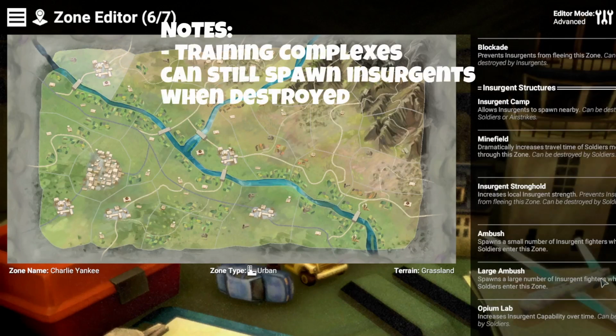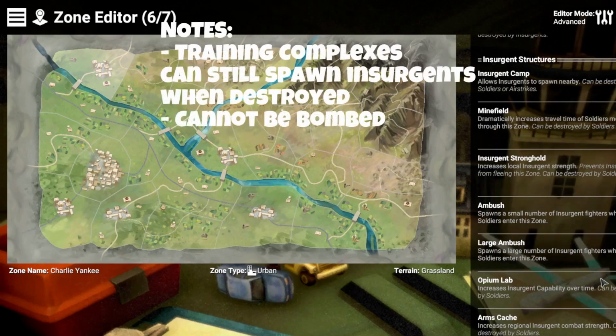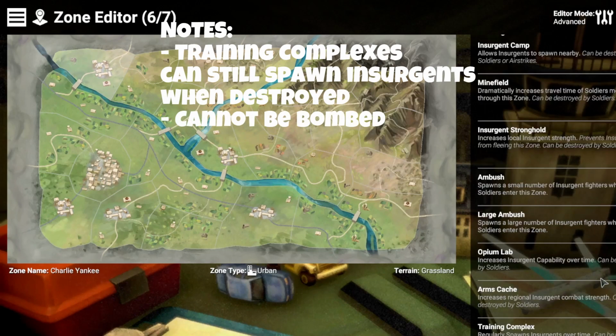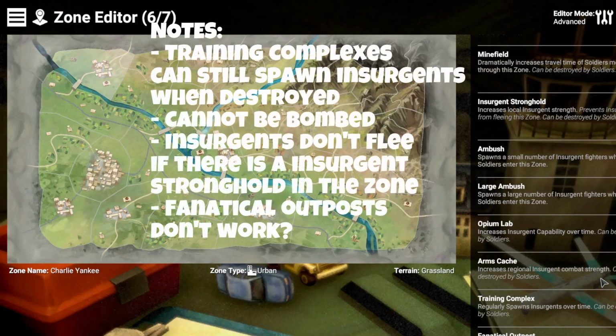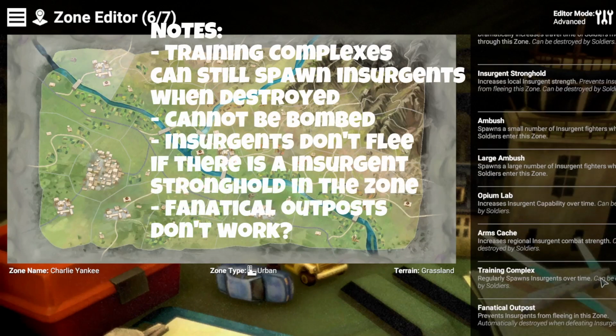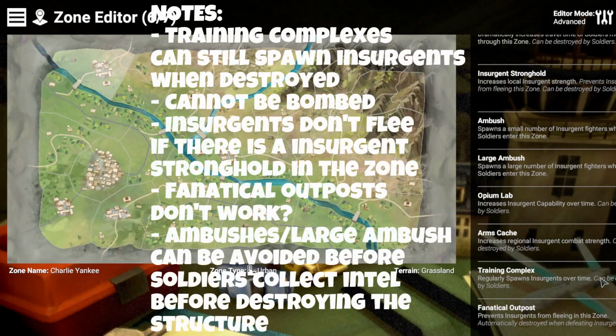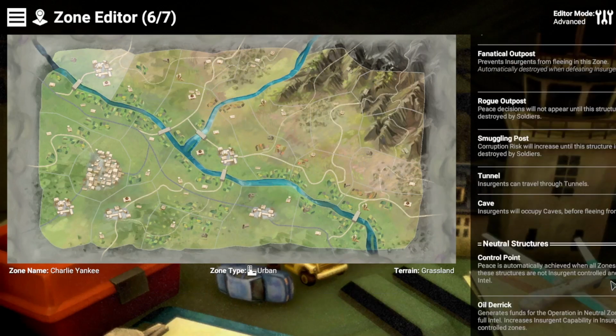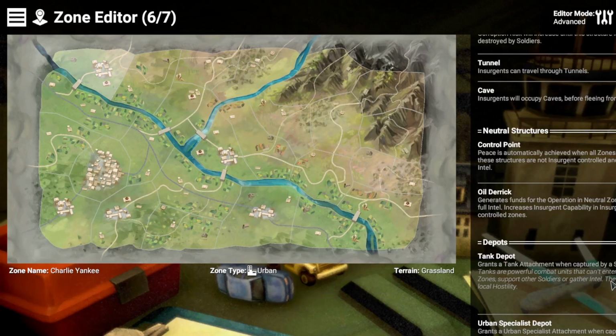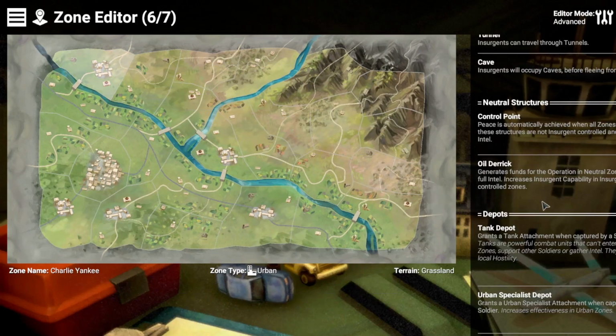Training complexes can still spawn insurgents when destroyed. Most structures cannot be destroyed by airstrikes. Insurgent stronghold will not allow insurgents to flee. Fanatical outpost does not work. Ambushes can be avoided if your soldiers withdraw the zone fast enough. And the rest are self-explanatory.